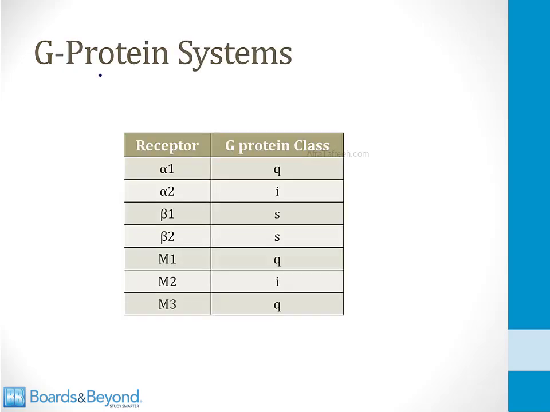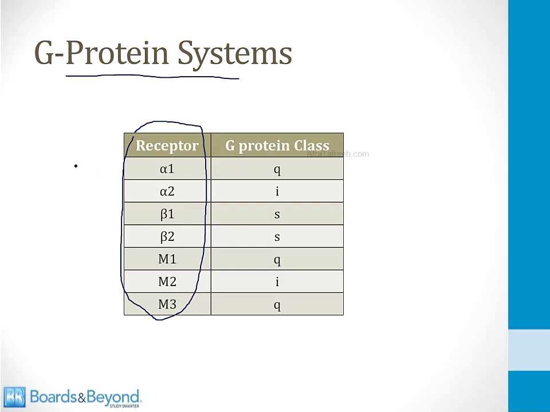I'll finish this video with this slide to remind you that G protein systems serve as a link between the autonomic nervous system and vascular smooth muscle. Shown on this table are a number of receptors used by the autonomic nervous system, and you may be familiar with these receptors like alpha receptors and beta receptors and muscarinic receptors. Also shown on the table is the G protein class that is usually linked with each receptor.